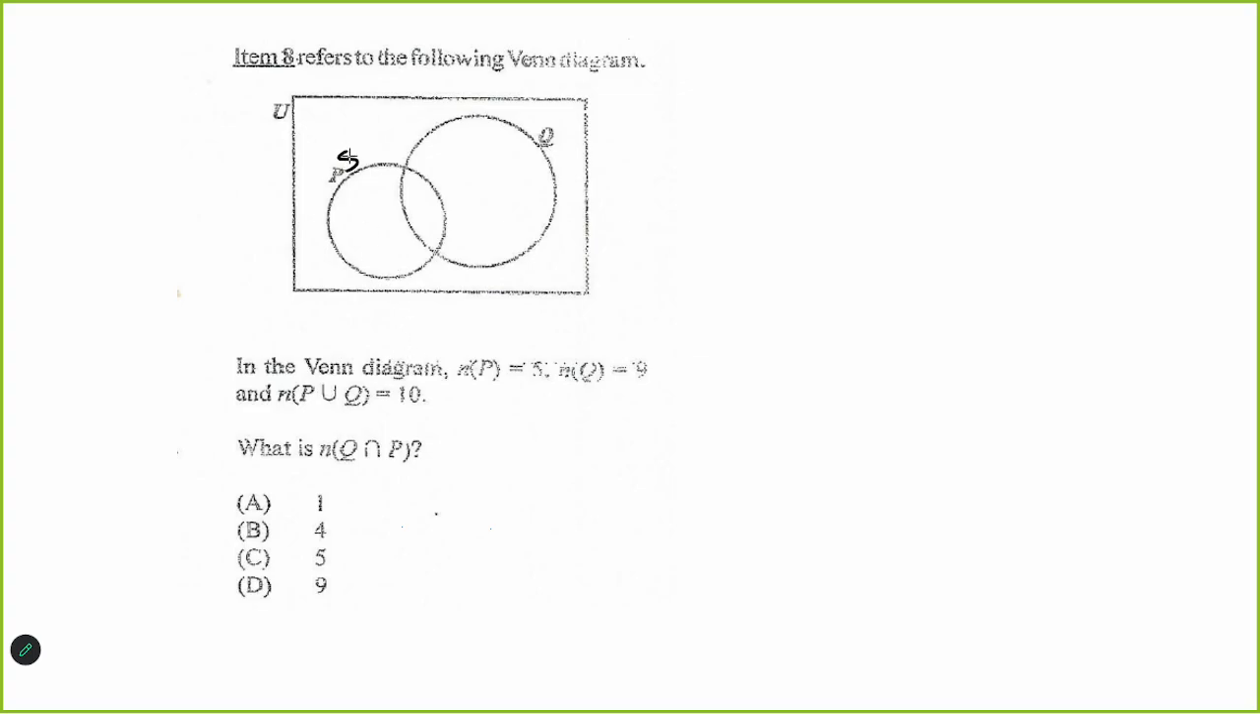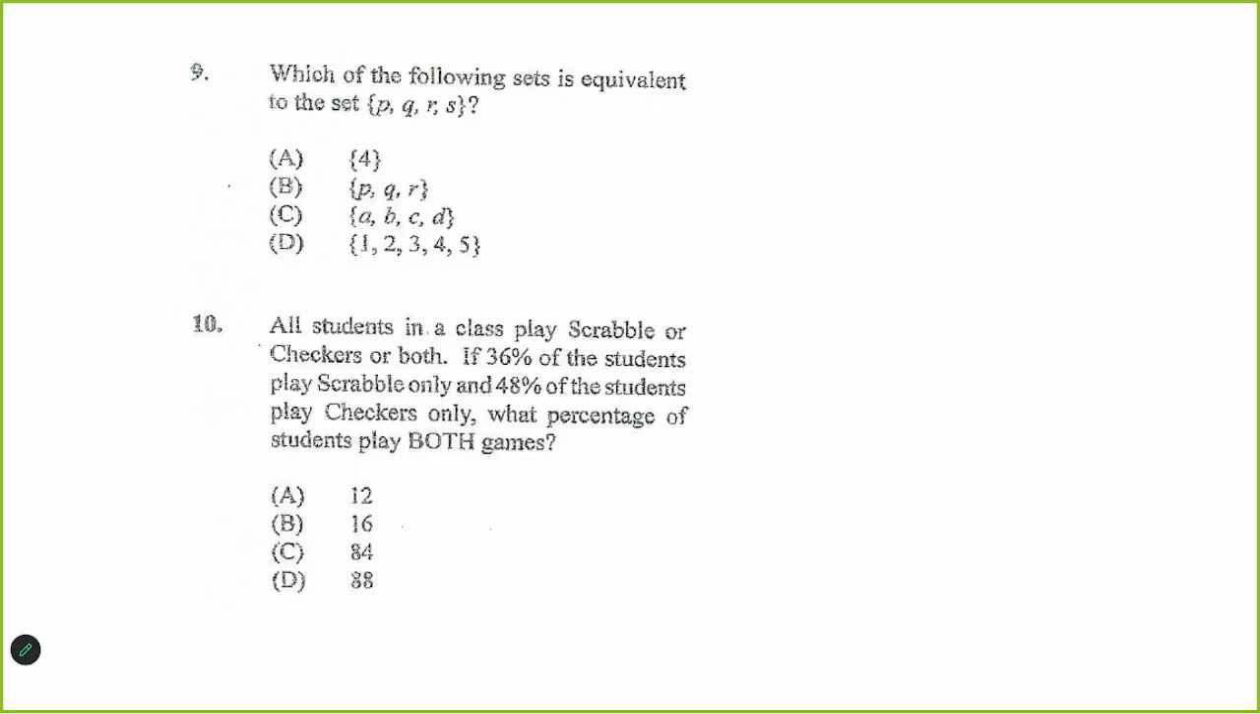So this was 5, this was 9, the union of this is 10. So that's 5 plus 9, subtract what they have in common, which is the intersection between P and Q, is equal to 10. So that's 14 minus some number is equal to 10, so that would be 4. So B is 4.